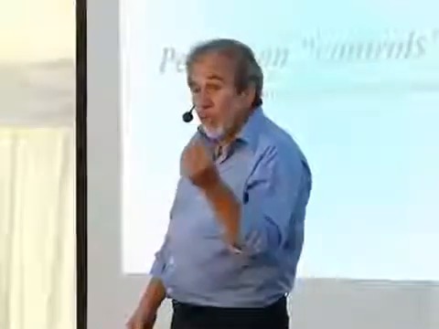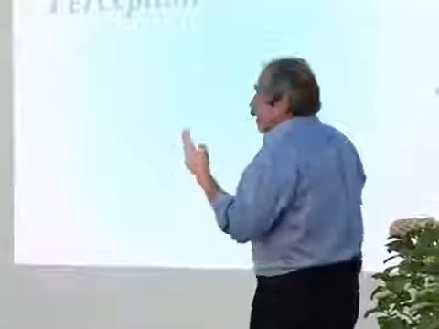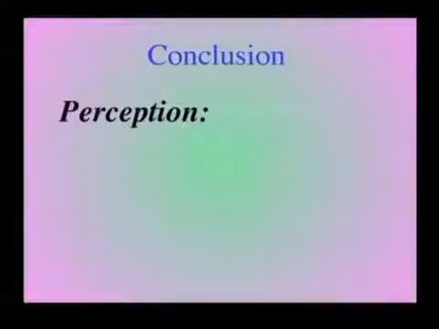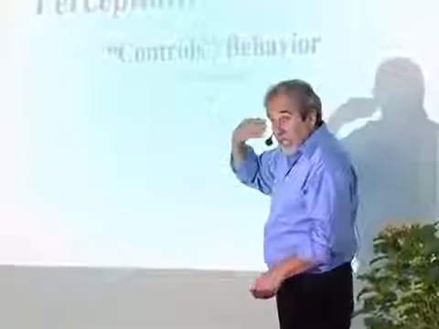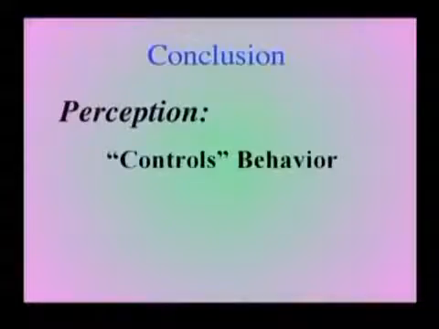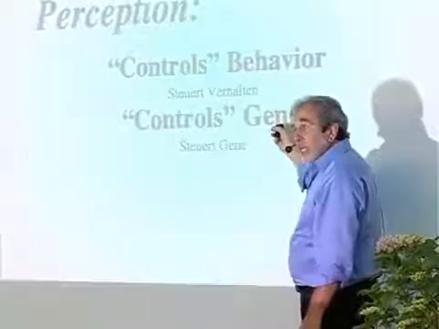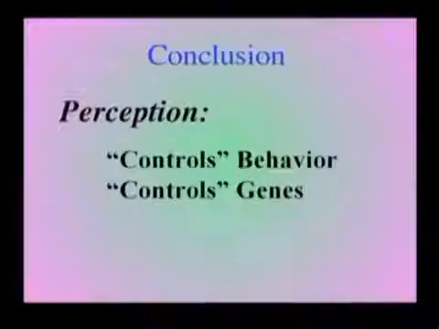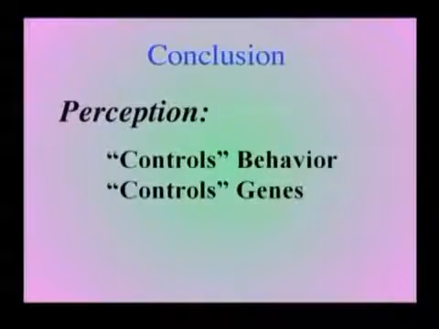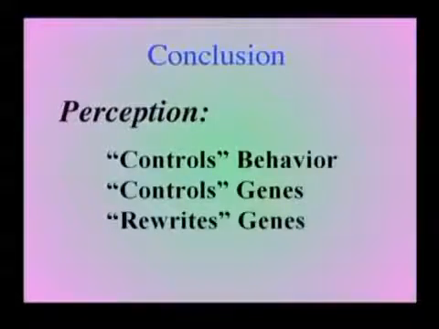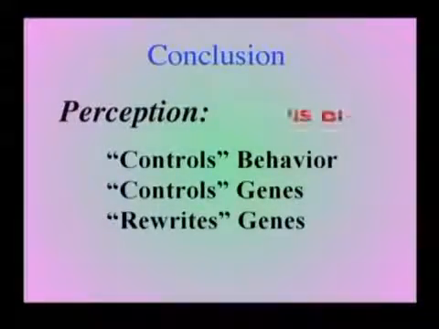You have a disease and you believe that, then you can create the disease. So there are three conclusions because I don't have enough time to talk about them all, but I will list them. Conclusion one, perception, how you see life, the switch, controls behavior because that's protein. Perception controls which genes are being read and how they're being read. And the one I didn't have time for right now is the third one. Perception can rewrite the genetic code.